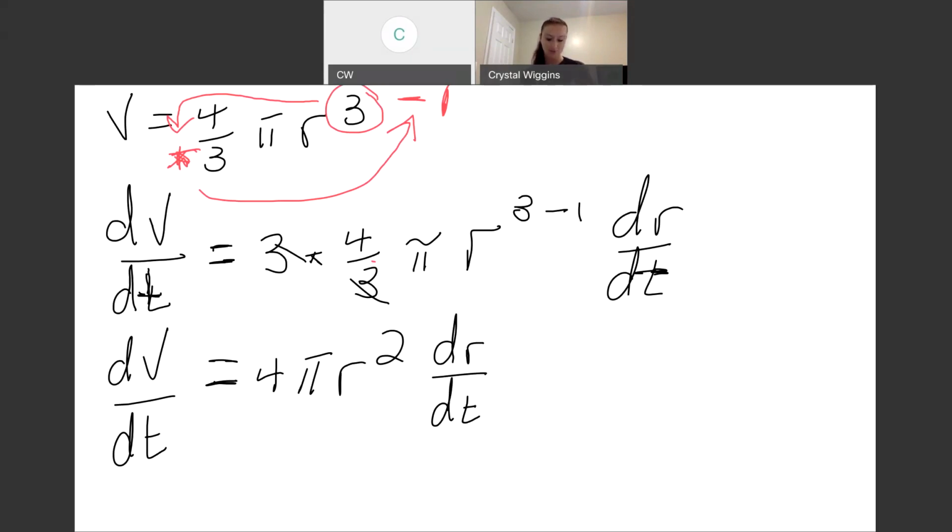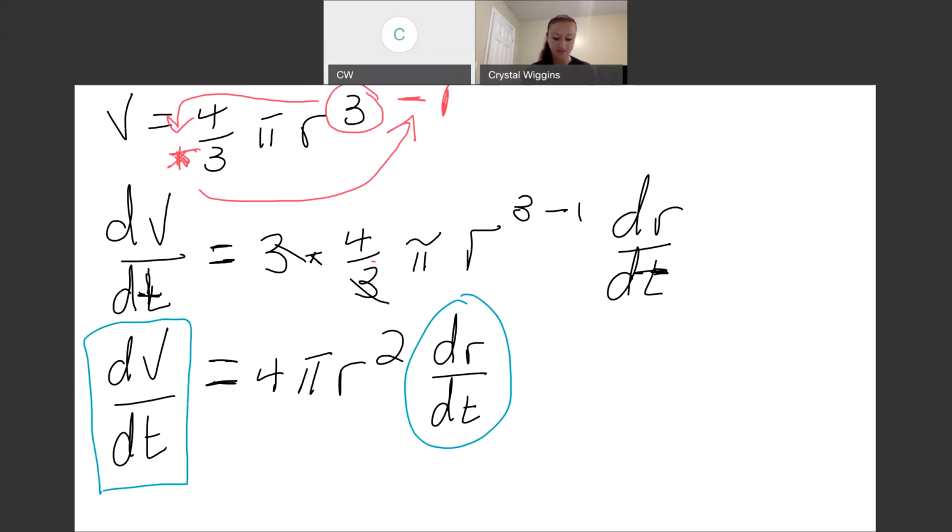Okay, so now let's talk about what we have in this formula. What we need to find is dr dt. We already have the value of dv dt. If you recall, we were given that value as 100 centimeters cubed per second. So we have that value. We know the radius, okay? So the radius was given in the problem.